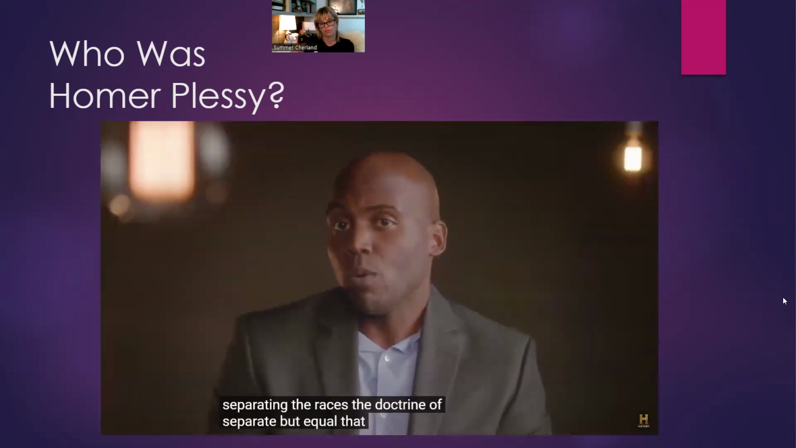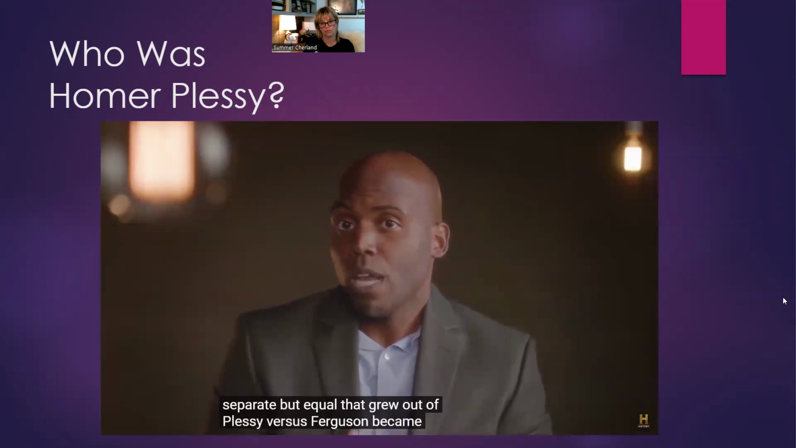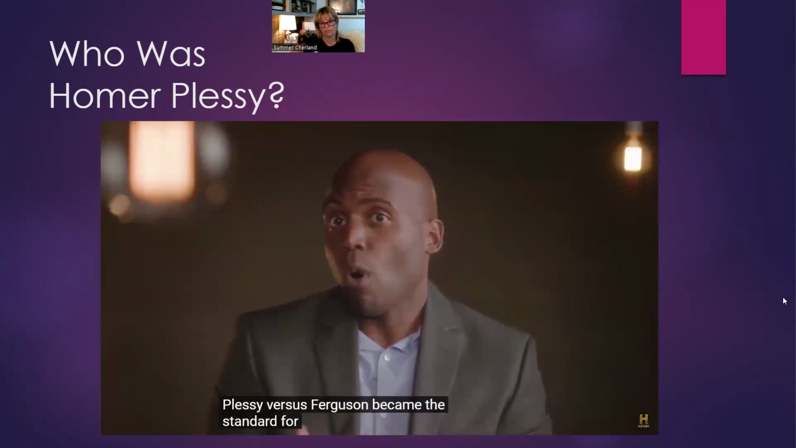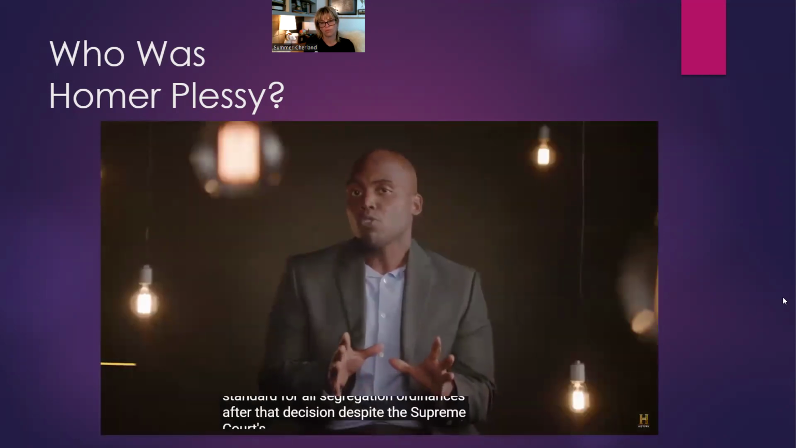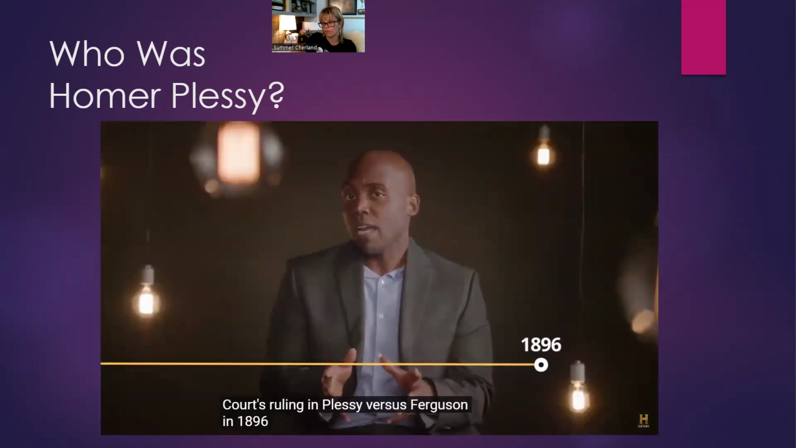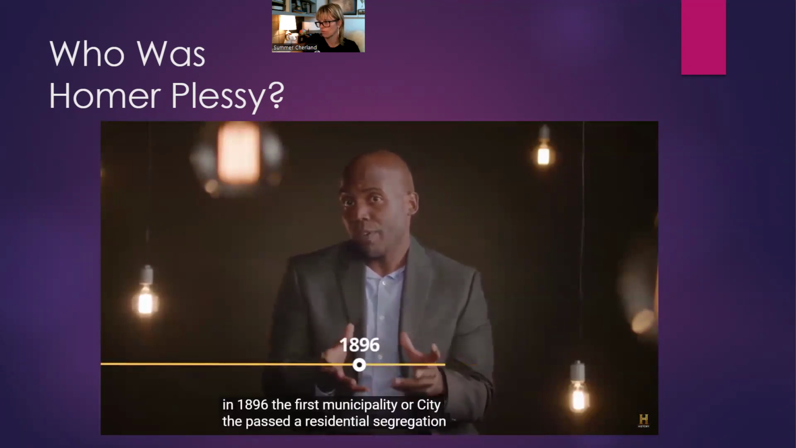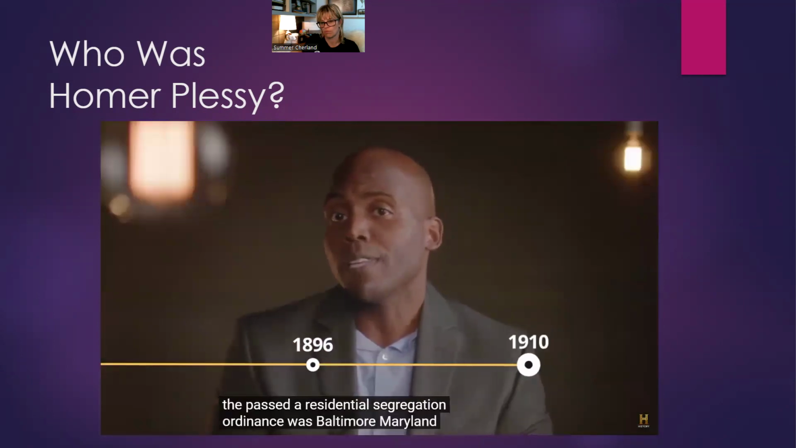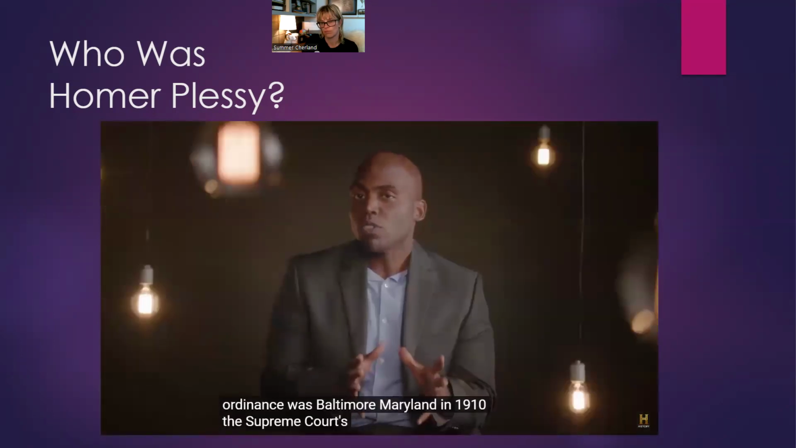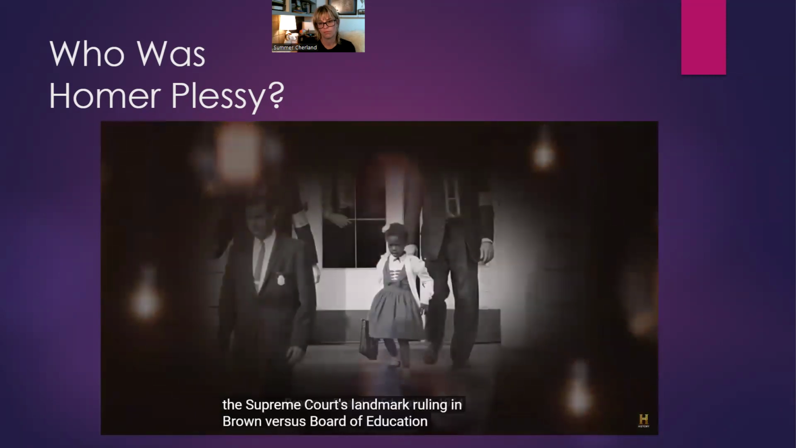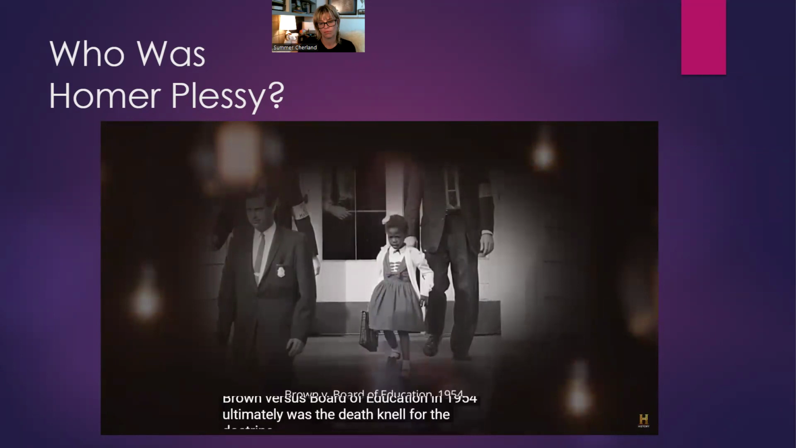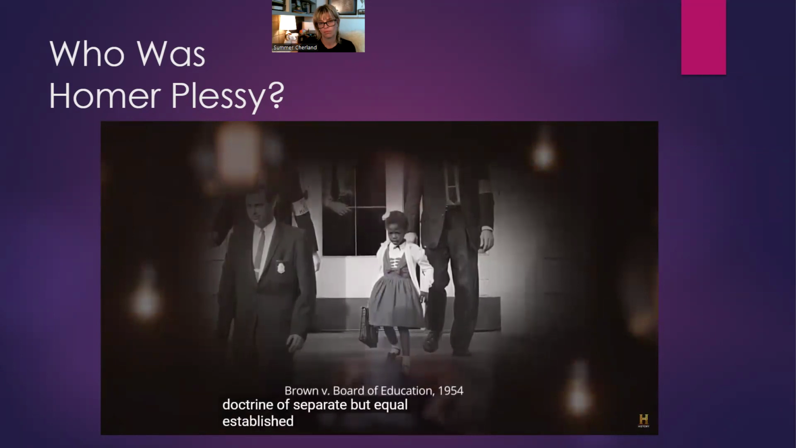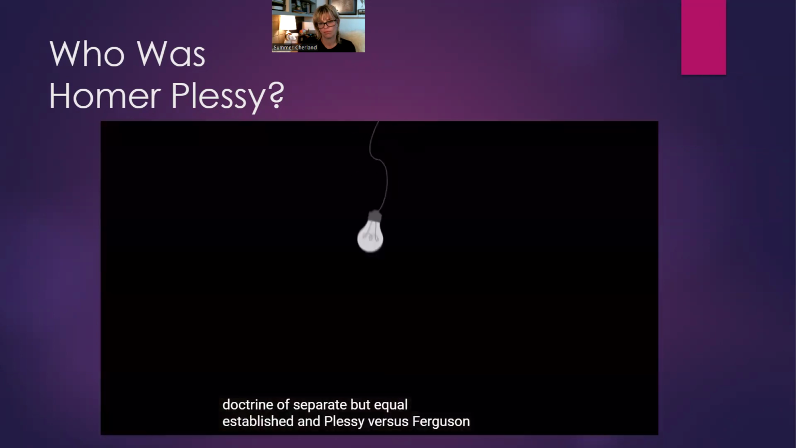The doctrine of separate but equal that grew out of Plessy versus Ferguson became the standard for all segregation ordinances after that decision. Despite the Supreme Court's ruling in Plessy versus Ferguson in 1896, the first municipality or city to pass a residential segregation ordinance was Baltimore, Maryland in 1910. The Supreme Court's landmark ruling in Brown versus Board of Education in 1954 ultimately was the death knell for the doctrine of separate but equal established in Plessy versus Ferguson.